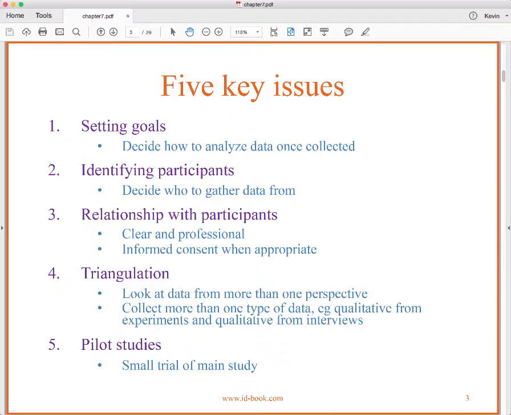Participants, decide who to gather data from. Sometimes this is easy to decide, and sometimes it's more challenging. Sometimes we have a small group of people and they're right in front of us. Sometimes we have a potentially immense group of people and they're all over the place. So we've got to decide who we're going to gather the data from.